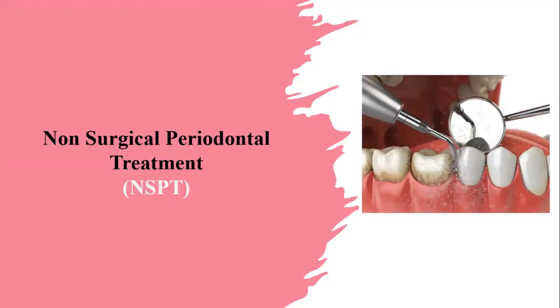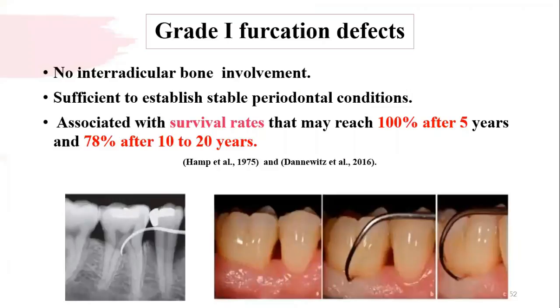The first kind of treatment is the non-surgical periodontal treatment, which is the scaling and subgingival debridement, or sometimes we call it the deep subgingival debridement. Regarding the grade 1 furcation defects, there is sometimes no interradicular bone involvement, and it's sufficient to establish stable periodontal conditions, and it's associated with survival rates that may reach 100% after 5 years and 78% after 10 to 20 years.